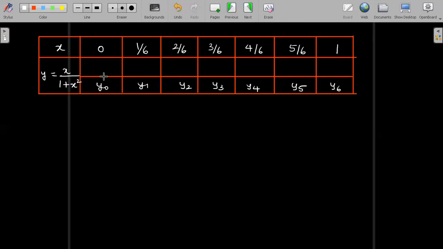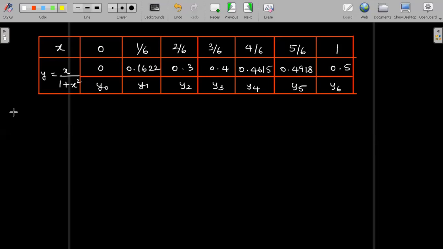So y values are 0. When x is 0, this will be 0 divided by 1, which is 0 itself. 0.1622, 0.3, 0.4, 0.4615, 0.4918, and the last value is 0.5.